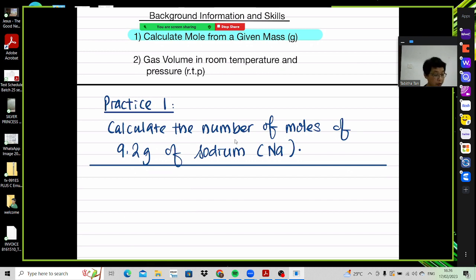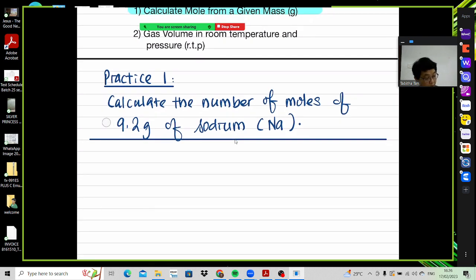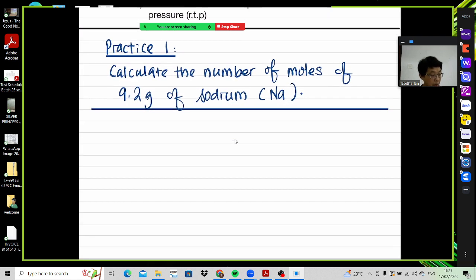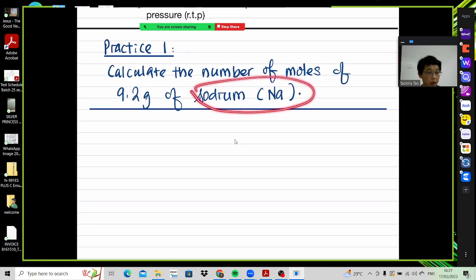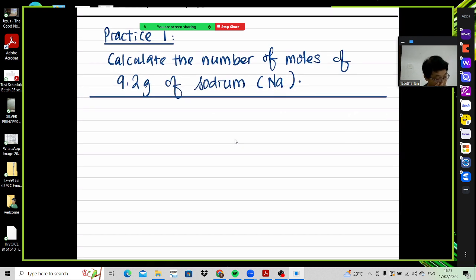Okay, the first thing, here the mass was given to you, 9.2 gram. Then you know what the substance is you're talking about: sodium. And of course, it will be super handy being familiar with the symbol. In this case, it was provided for you. So now let's put it into our formula.